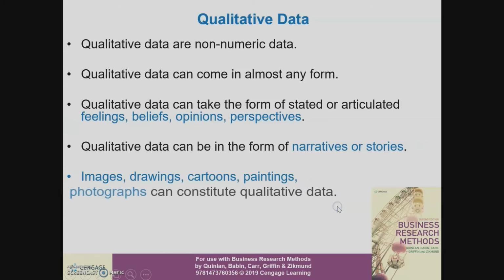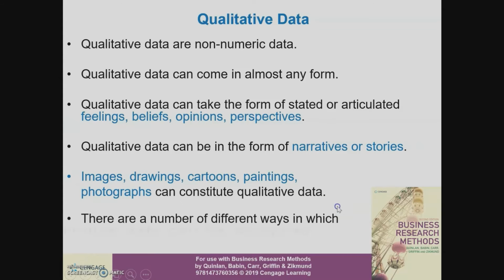So what about qualitative data? Qualitative data, which you know by now, are non-numeric data. So it can come in almost any form, can take the form of stated or articulated feelings, beliefs, opinions, and perspectives. So it can be in the form of narratives or stories, images, drawings, cartoons, paintings, and photographs. So there are a number of different ways in which qualitative data can be analyzed.